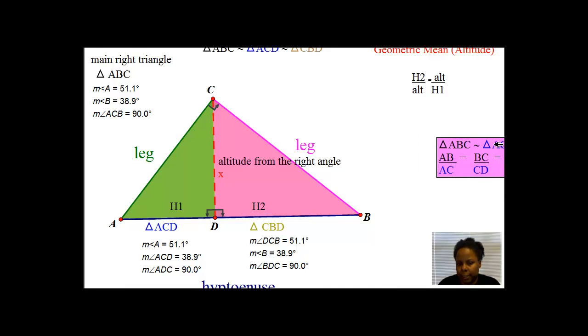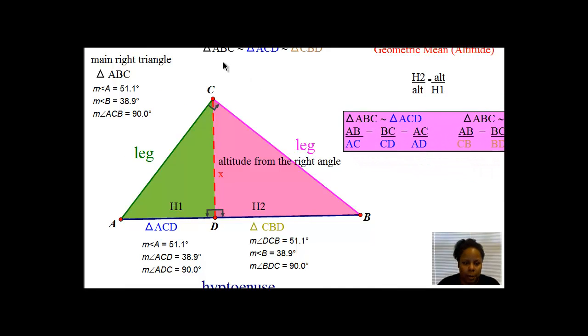This relationship involves the fact that triangle ABC is similar to ACD as well as triangle CBD. So it's the main triangle similar to both triangles. And here are the proportionality statements that result from both. Do you notice any geometric mean relationships? Well, there's an AC here and an AC here. What does AC represent? AC represents one of the legs of the main triangle. What does AB represent? AB represents the entire hypotenuse.